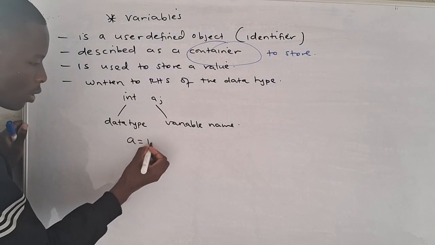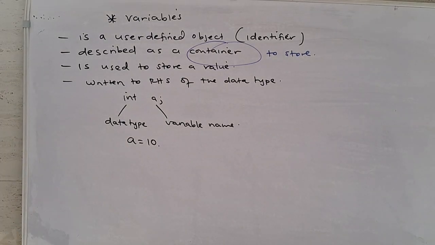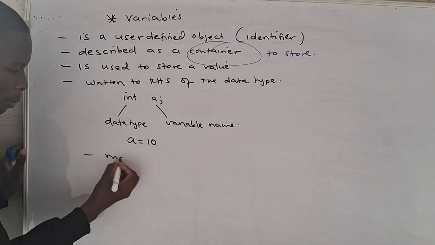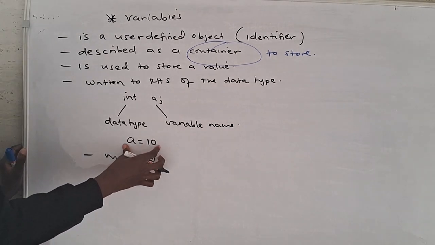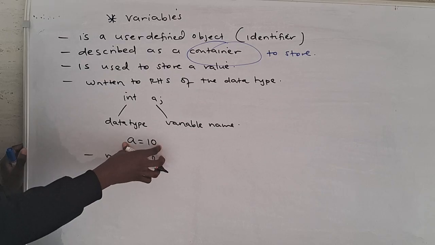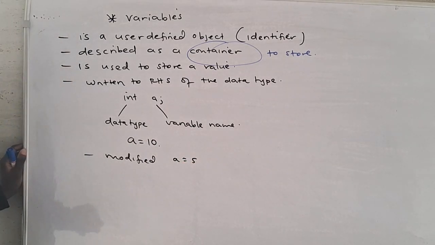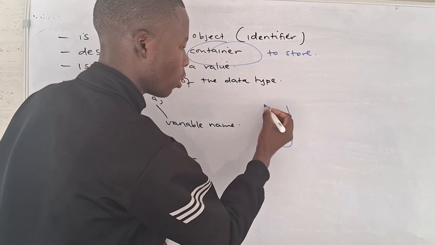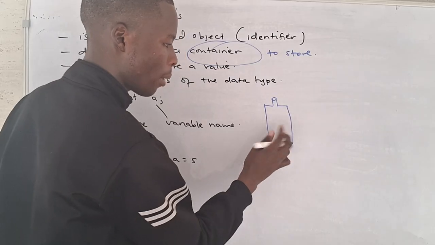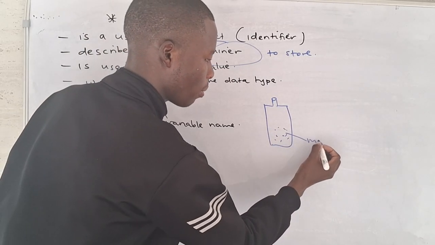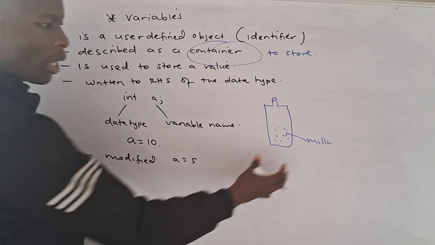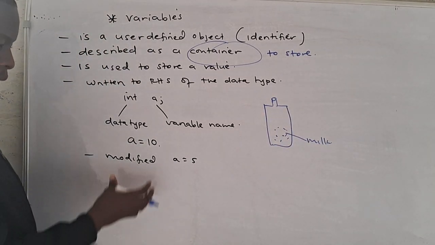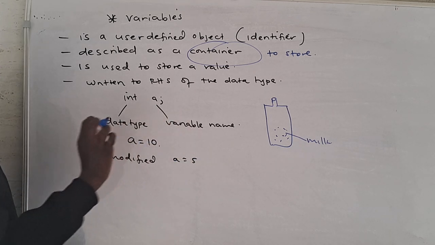Suppose this variable a is storing 10. This value can be modified. What I'm trying to say is you can change the value of a, and a can store 5. Just like if you have a bottle, the bottle is storing some milk, right? You can remove the milk and put water in the same bottle. Here again, the value stored in the variable can be changed.